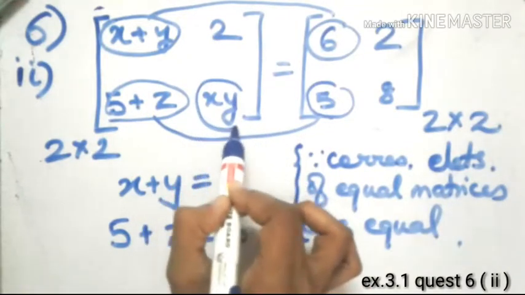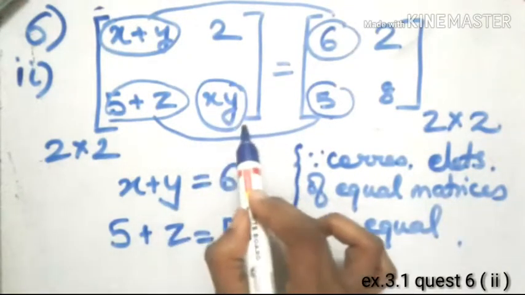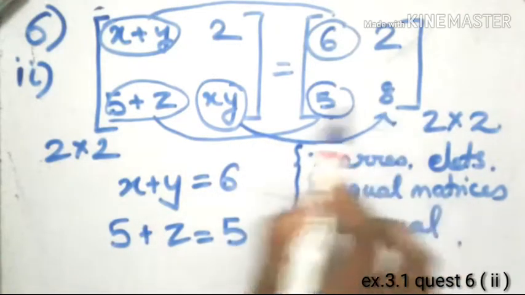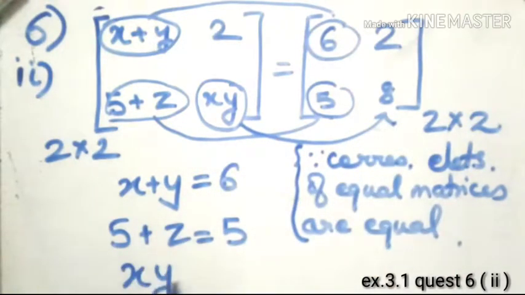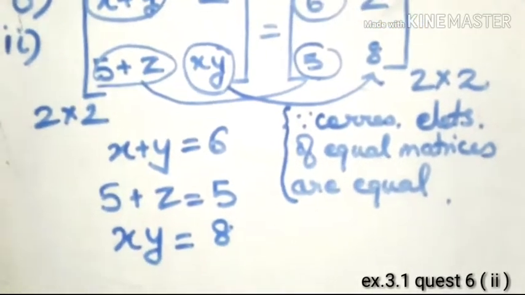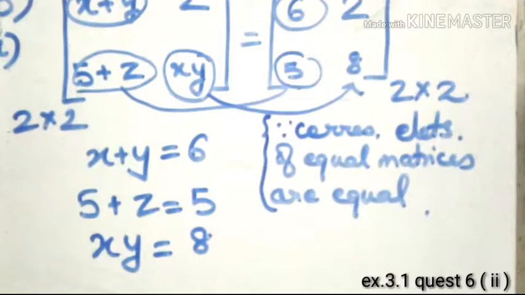Then this one, x multiplied by y, will be equal to 8. Again, corresponding element. So x multiplied by y is equal to 8. So here I have the three equations. So this is the progress.